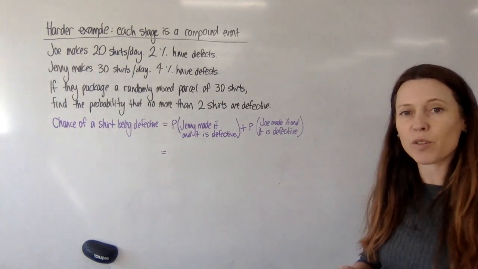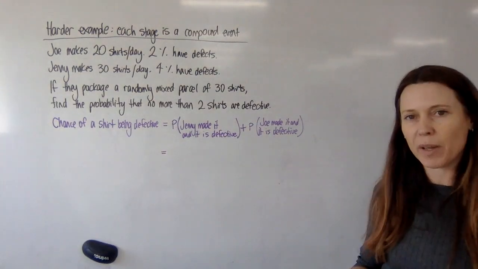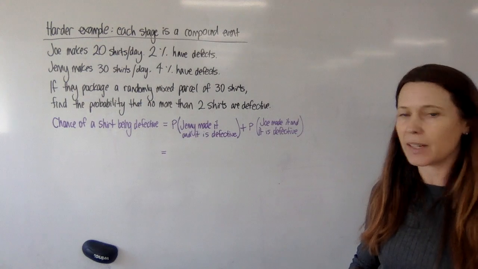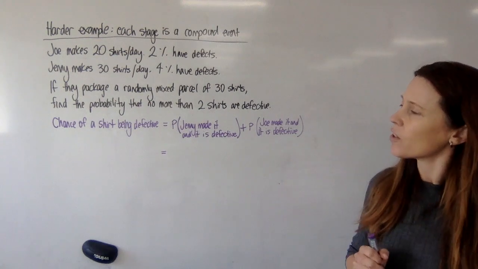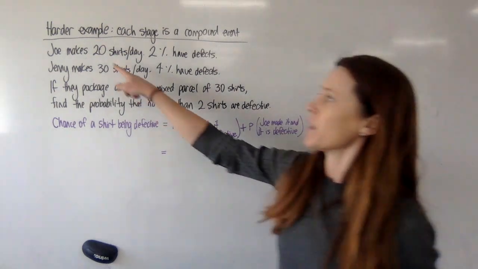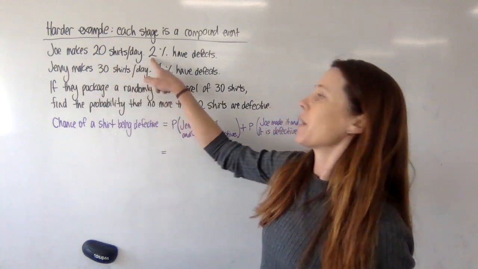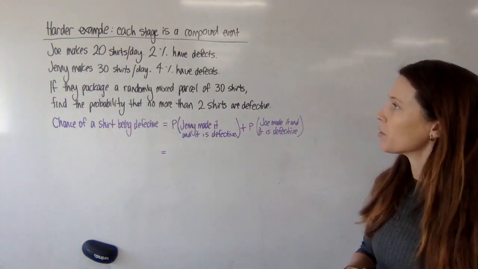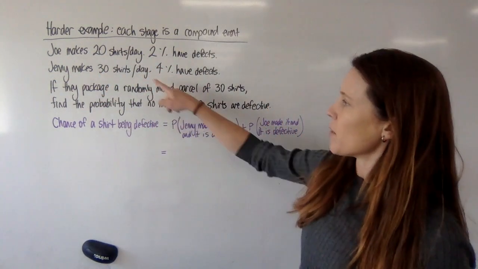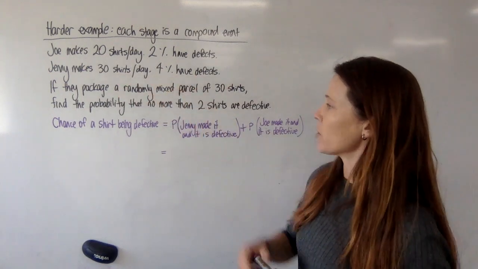Now this is more difficult because each stage is actually a compound event, so there's a little bit more work to do at the start. Joe makes 20 shirts a day. Now he works a little bit slower than Jenny, who makes 30 shirts a day, but perhaps he's a little bit more careful. Only 2% of his have defects. Jenny makes more shirts, but 4% of hers have defects.